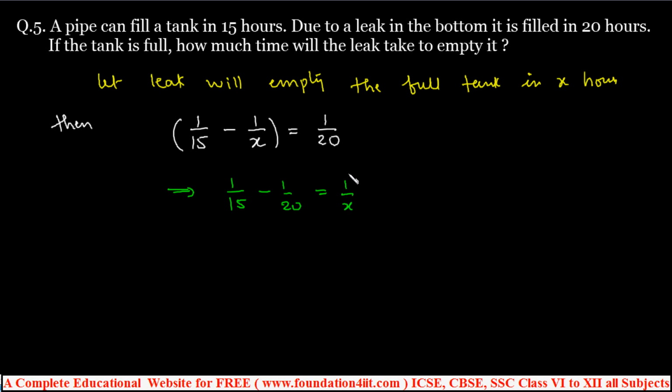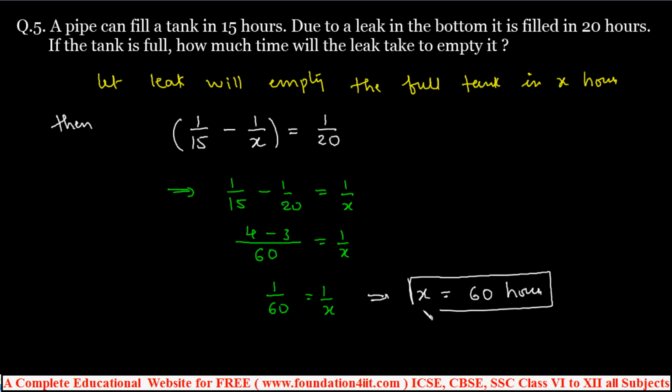So 1 by 15 minus 1 by 20 is equal to 1 by X. Take X to the other side. The LCM of 15 and 20 is 60. 15 4s are 60, 20 3s are 60. 4 minus 3 is equal to 1 by X. So 1 by 60 is equal to 1 by X. So X is equal to 60 hours. That means the leak will empty the full tank in 60 hours, right? This is a straight question. Let's see one more problem.